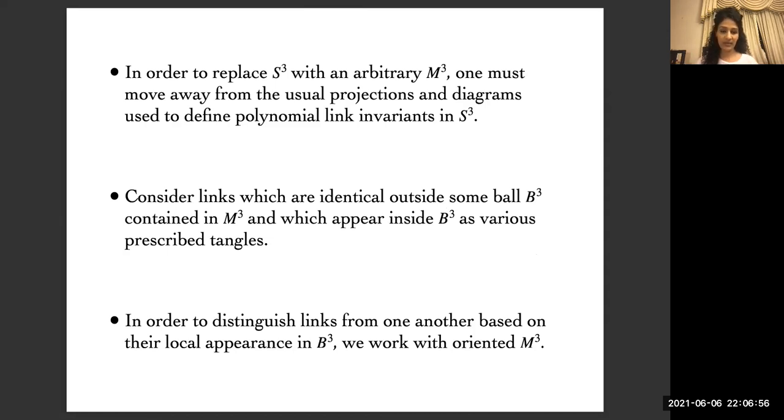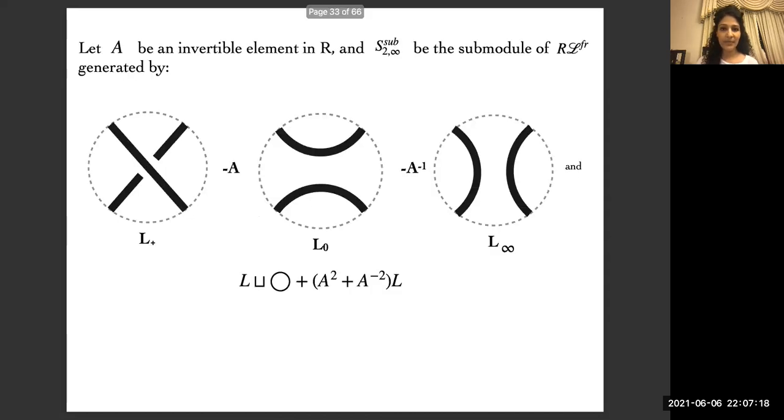So this three-ball is the manifold that you're working with. And for us to be able to distinguish one link from another inside the three-ball, it is essential for us to work with oriented three-manifolds. So now we're ready to define the Kauffman bracket skein module, which is the most extensively studied skein module of all. So how do we define this skein module?